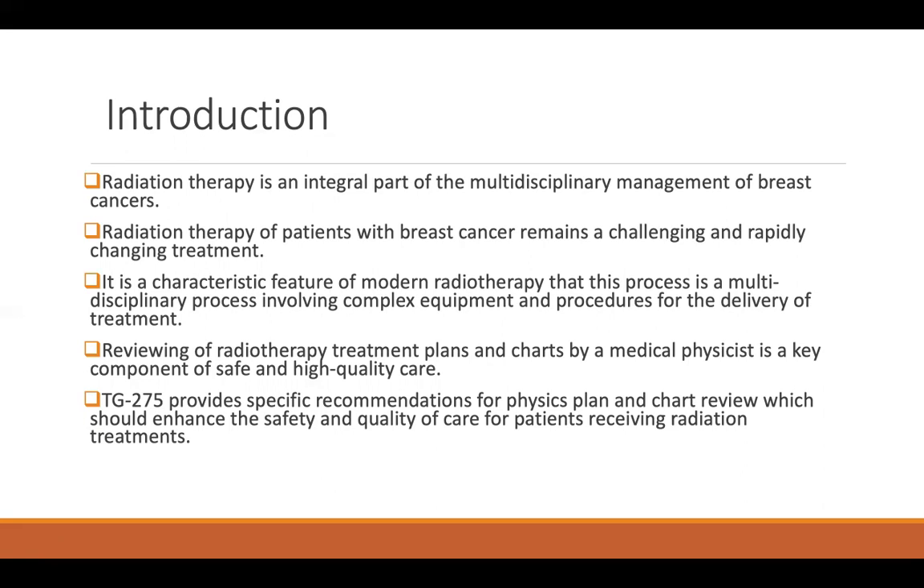Reviewing of radiotherapy treatment plans and charts by a medical physicist is a key component of safe and high quality care. TG 275 provides specific recommendations for physics plan and chart review, which should enhance the safety and quality of care for patients receiving radiation treatment.